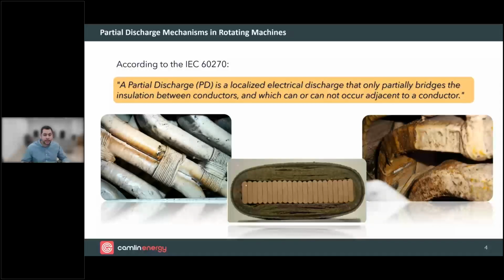Okay. Particularly concerning are if there's voids at the site immediately adjacent to conductors, because the electric field stress would be even higher at those sites, right? But you can also have discharge at other locations.